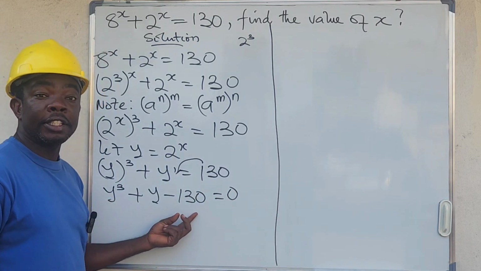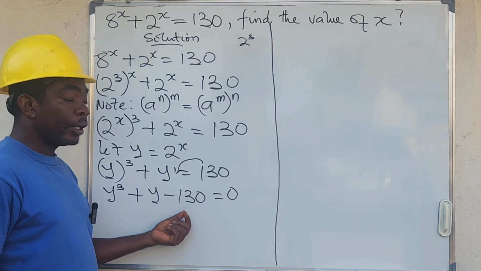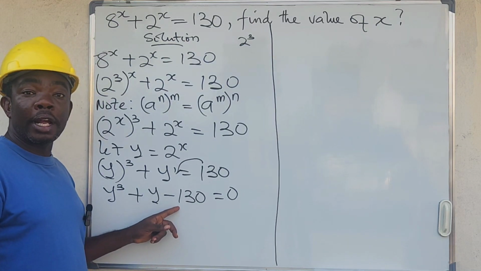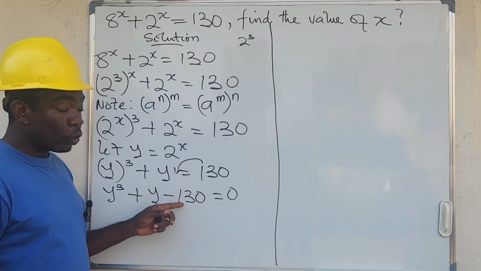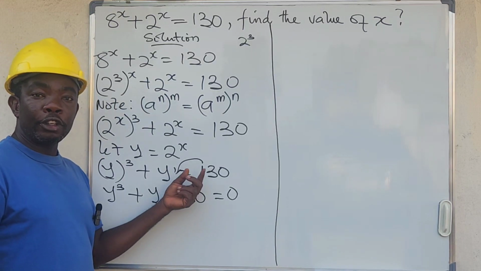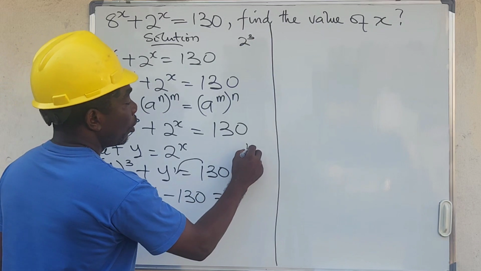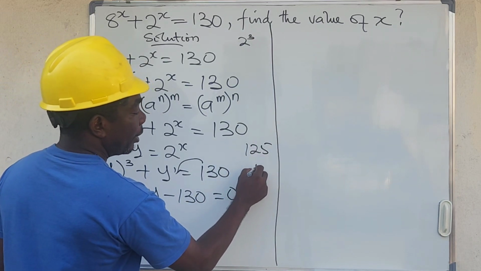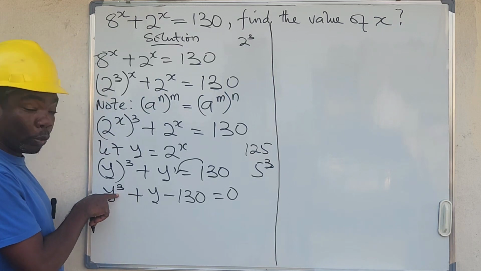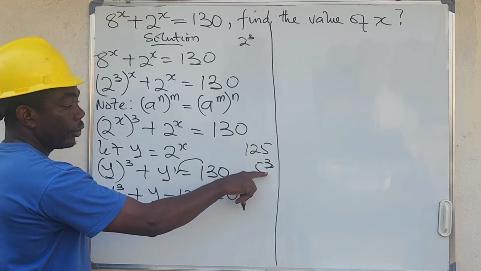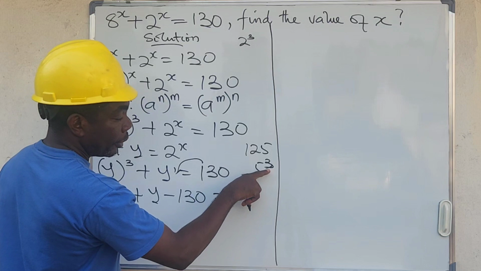This is a cubic equation. And here we have 130. So the nearest cubic number, that is, a number raised to the power of 3, is 125. That means 5 raised to the power of 3, so that it will have the same power as y here. So we are going to substitute 5 raised to the power of 3.